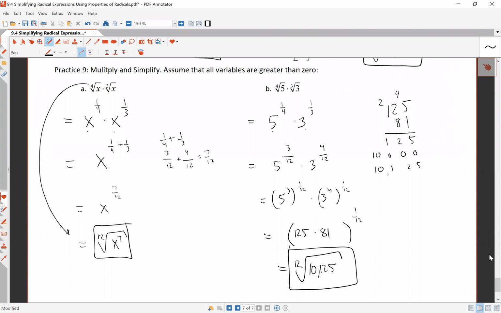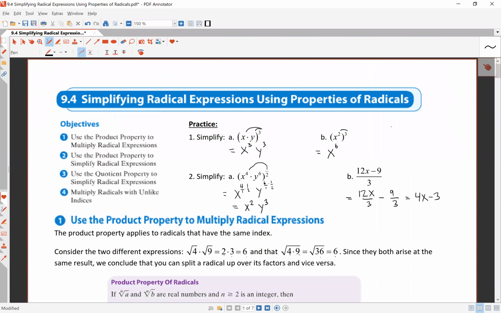And this concludes the video for section 9.4, simplifying radical expressions using properties of radicals. Objective 4, multiply radicals with unlike indices.